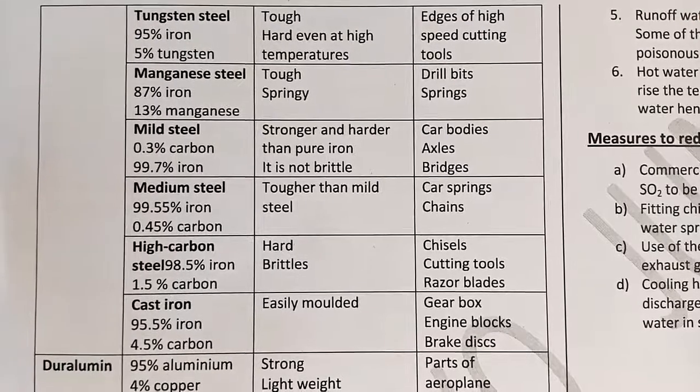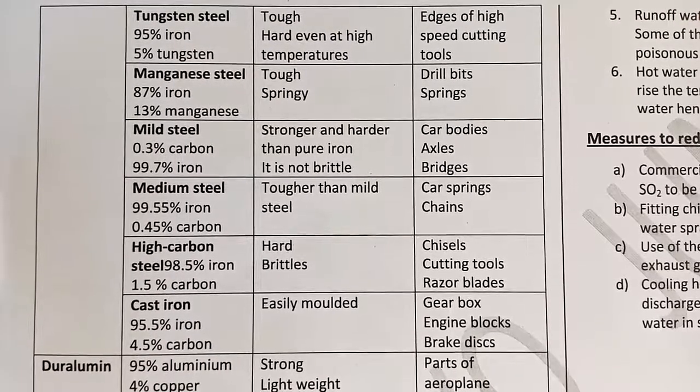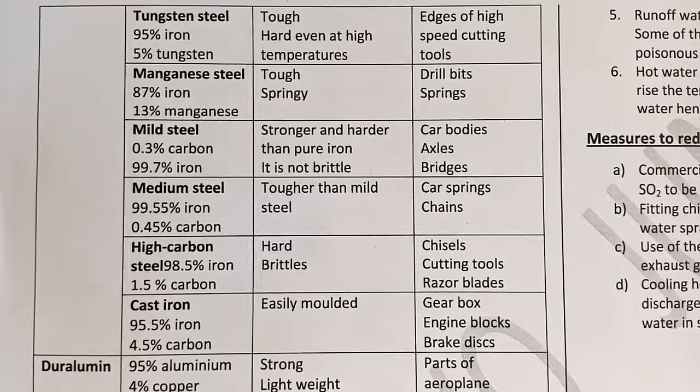And then we have mild steel, which is iron and carbon in the composition indicated. Properties: stronger and harder than pure iron. It is not brittle. It is used to make car bodies, axles and bridges.